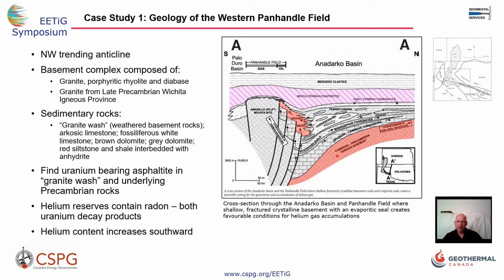And underneath it, we have this Cambrian to Precambrian igneous basement. And the basement is composed of granite, rhyolite, and diabase. And the granite is highly radioactive. And then we also have some sedimentary rocks which are radioactive, which include this granite wash here. And the granite wash, which is basically weathered basement, also acts as a potential source of helium. And what we find is that there's uranium-bearing asphaltite in the granite wash, and then there's helium in these rocks as well. And the helium is migrating up through fractures that are associated with this anticline, and then it's becoming trapped beneath these middle Permian evaporites.